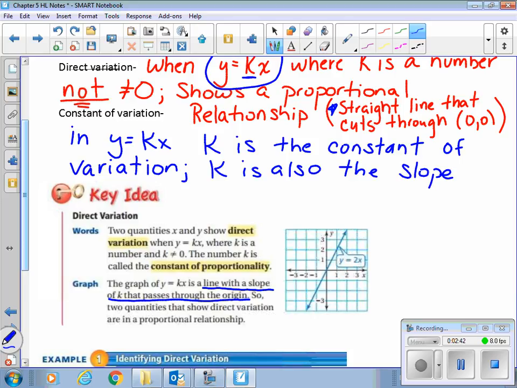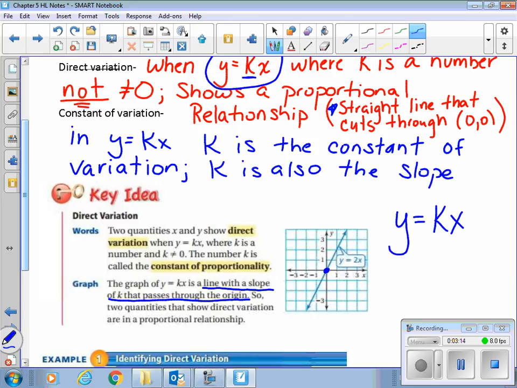So if we look at that graph that they gave you as an example, you can notice that it is a straight line. It has a constant slope, and it's cutting through the origin. Therefore, it is showing direct variation. It's showing a proportional relationship. So we can come up with the equation that they used for direct variation, y equals kx, and come up with that equation that actually matches the line, so that for every x and y, we can figure out what it is.